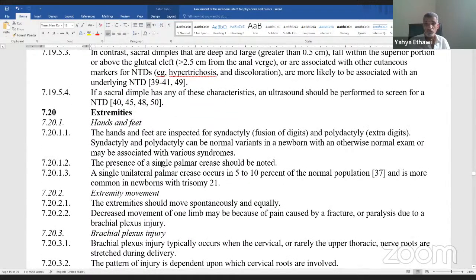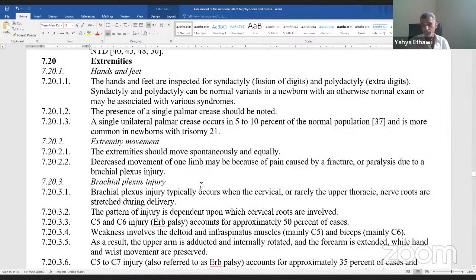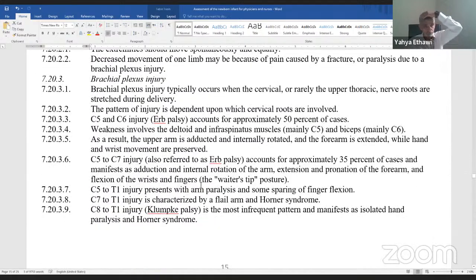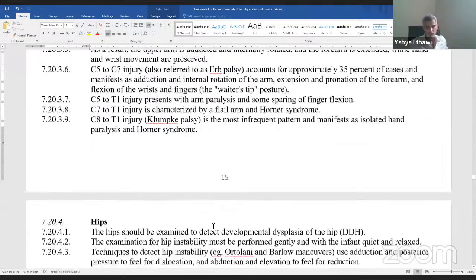Extremities, hands and feet, important to count the digits, remember. And when you count them, separate between them to avoid missing the syndactyly. Movement is symmetrical, asymmetrical, moving the fingers or no. Very important to not miss the brachial plexus injury. And you need to know the anatomical distribution from C5 to T1. Very important to differentiate between Erb's and Klumpke's palsy.